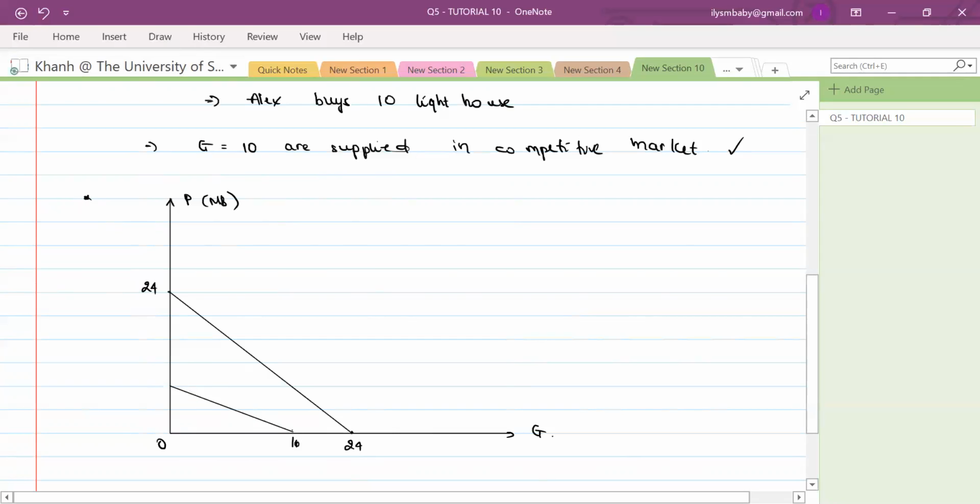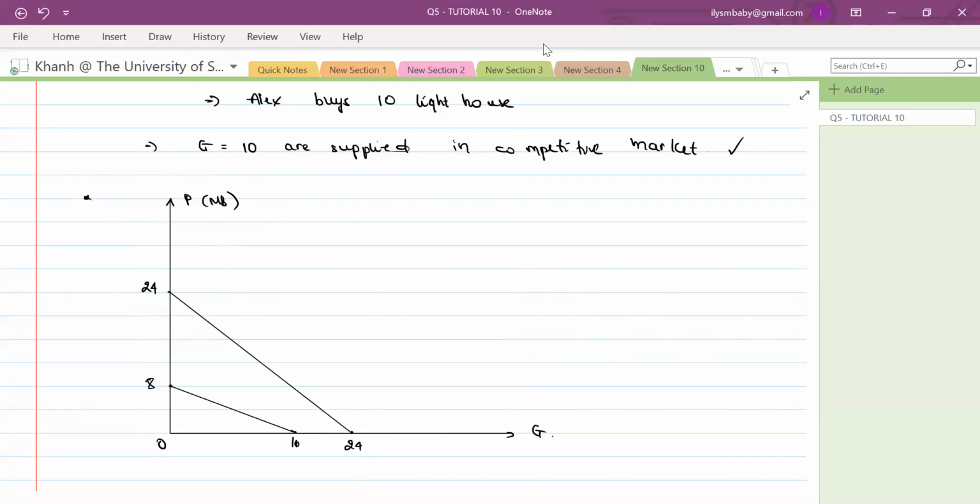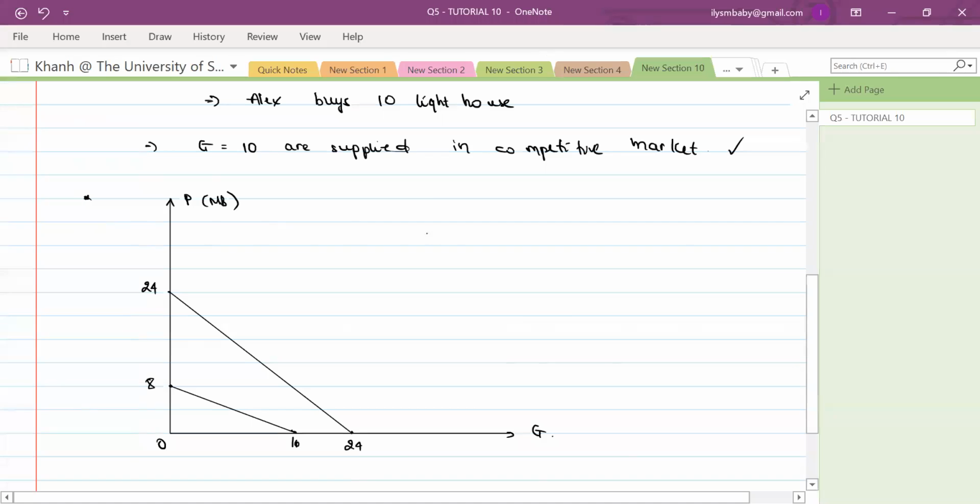So I'll make it around here, and this is 8. In order to find the aggregate demand, or the total demand in the market, we would just have to add these two private demand curves vertically.